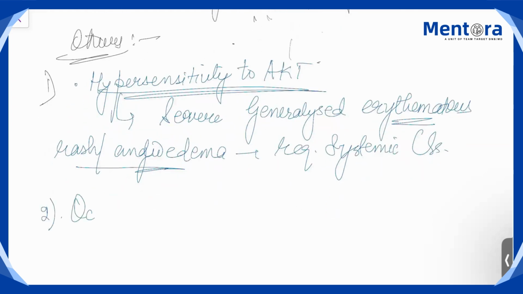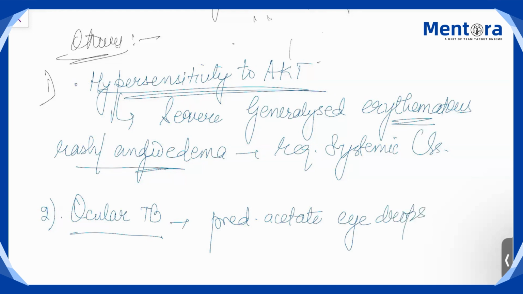Then again very important, ocular tuberculosis. So you can use either eye drops, that is prednisolone acetate. Eye drops can also be used in ocular TB, or systemic corticosteroids may be needed.